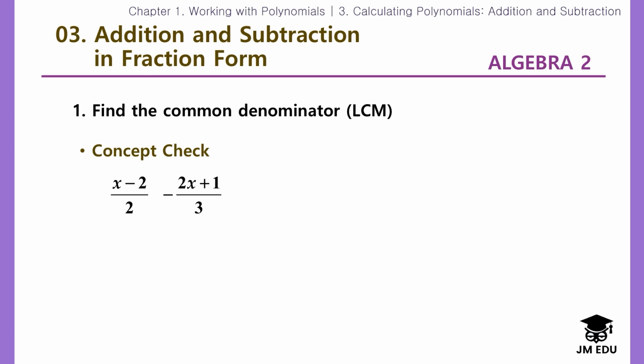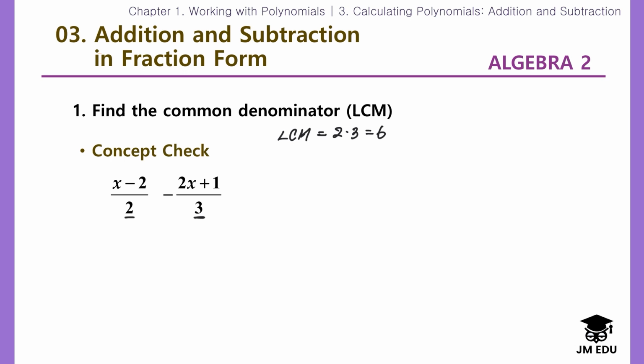So, concept check. We have (x minus 2) over 2 minus (2x plus 1) over 3. These are fraction forms, right? So we're going to simplify this. First thing we have to do, we have to find the common denominator, which is the least common multiple of these two denominators. So the least common multiple must have at least one 2 and at least one 3. So that's going to be 6, right?